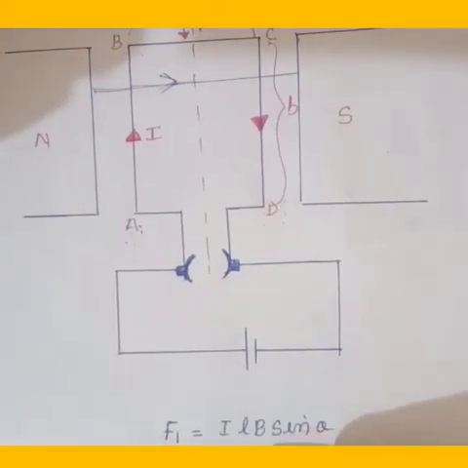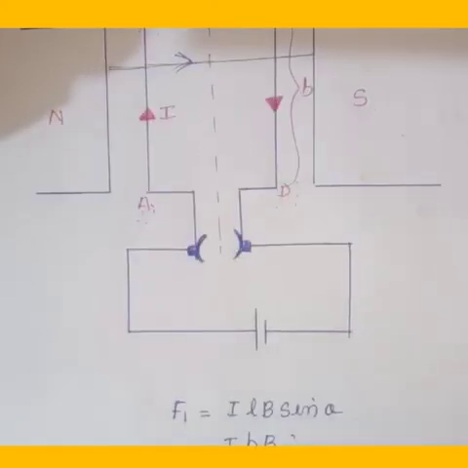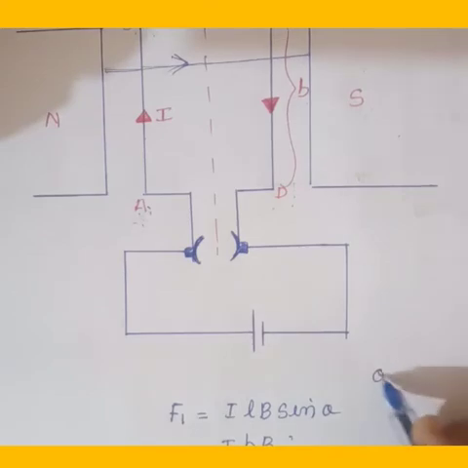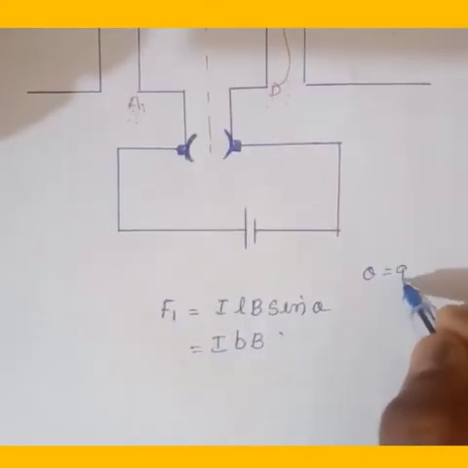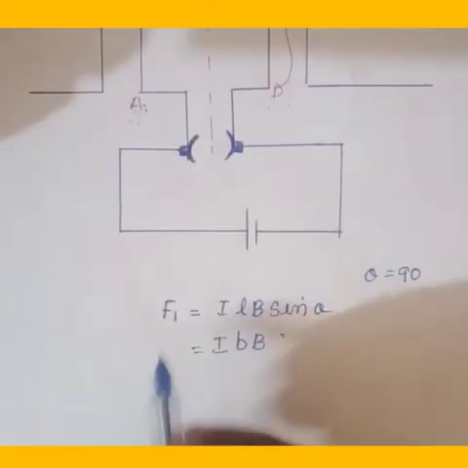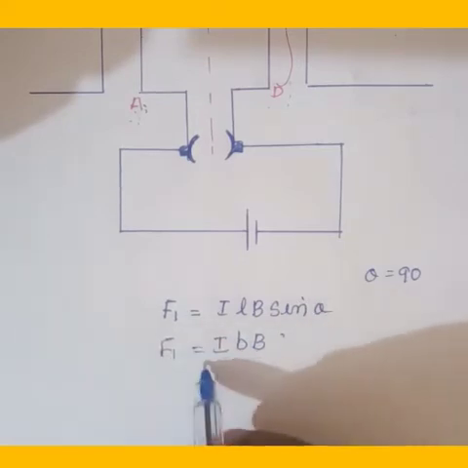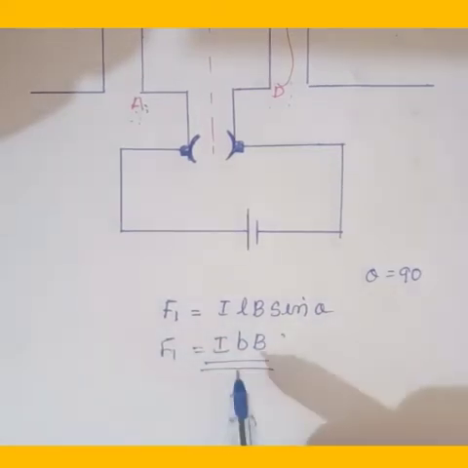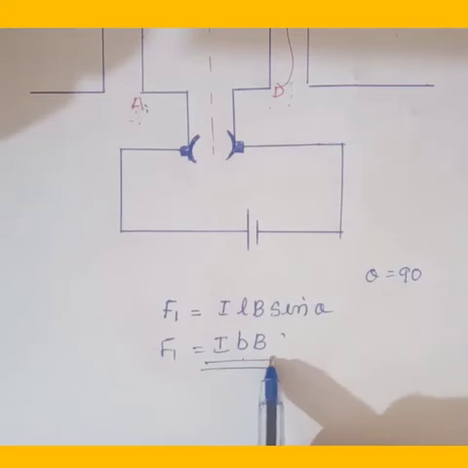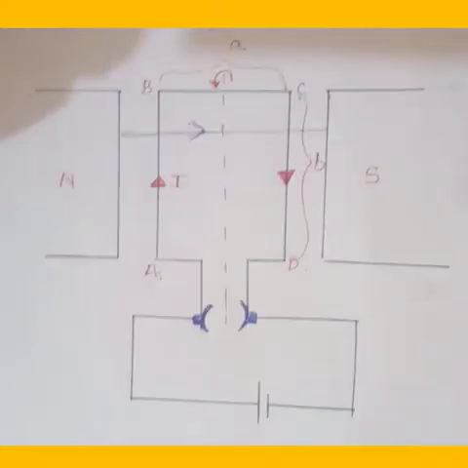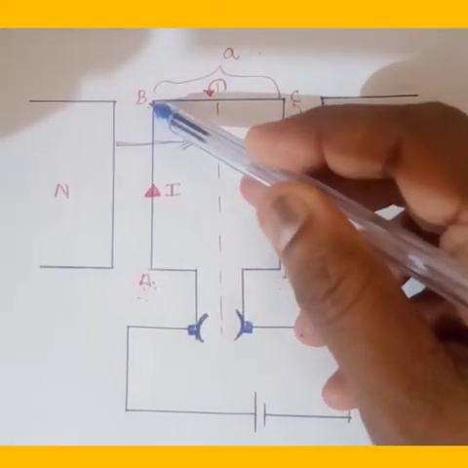Here length means small b, and capital B is the magnetic field. Then sin theta, where theta is equal to 90 degrees, so sin 90 is equal to 1. So F1 is equal to I into small b into capital B. Here b means the length of the rectangular loop. Understood? So first we considered the arm AB.